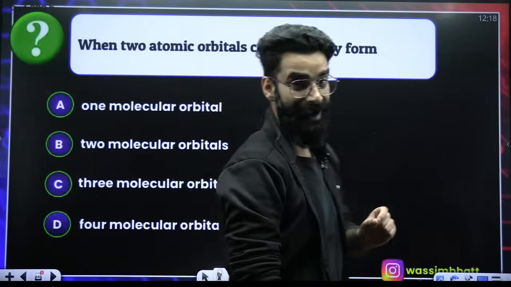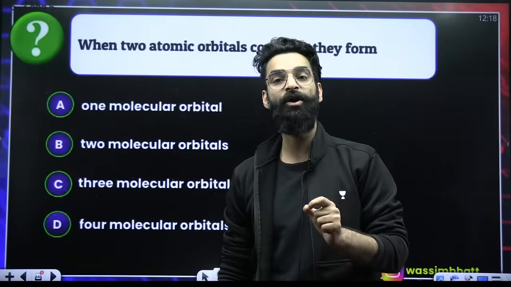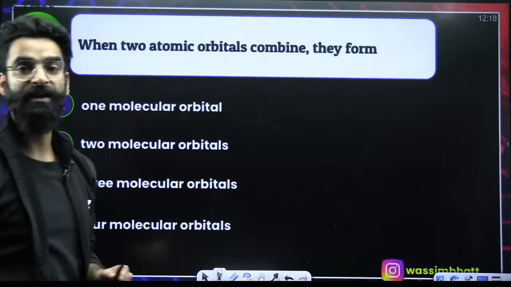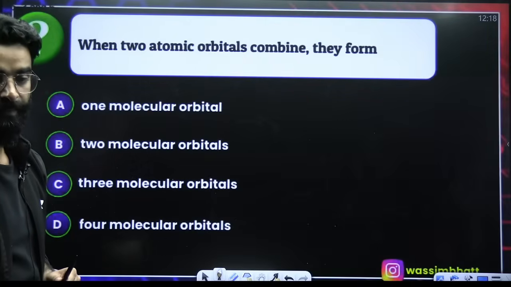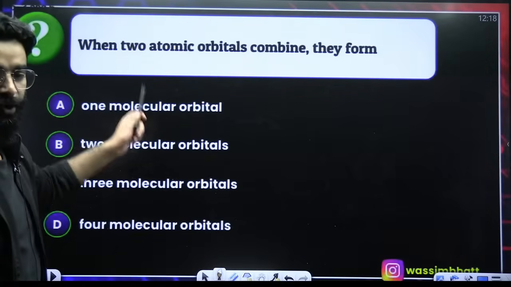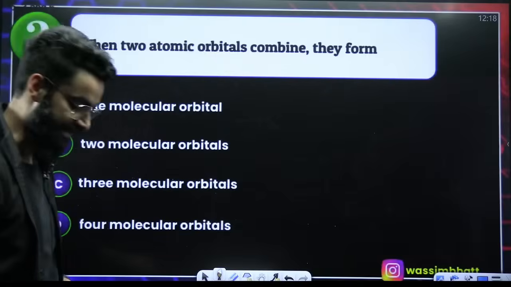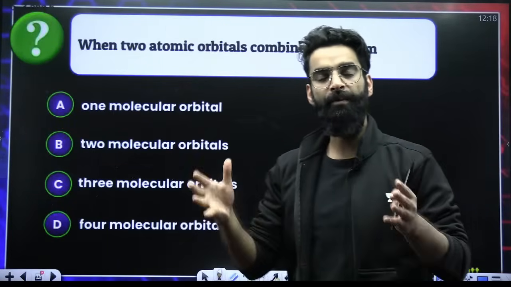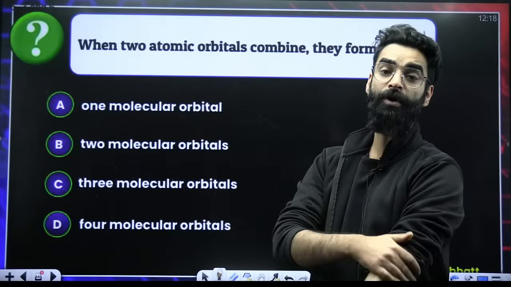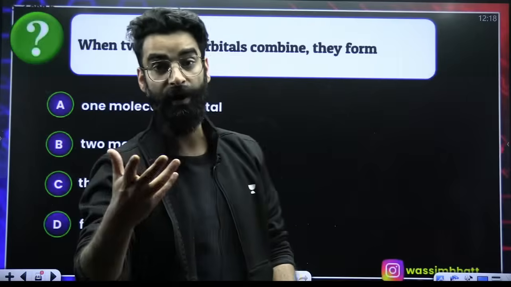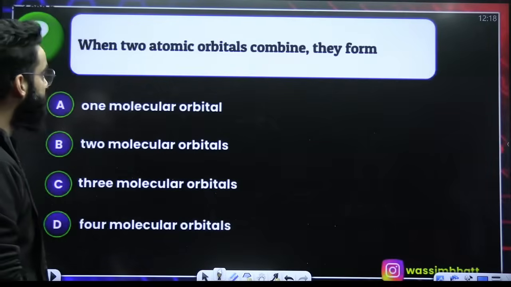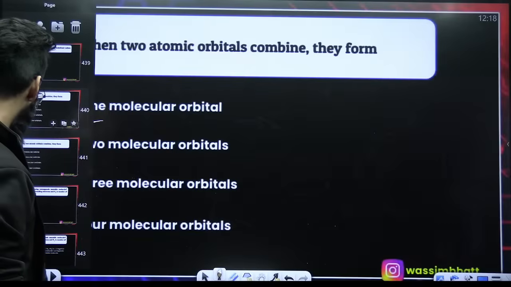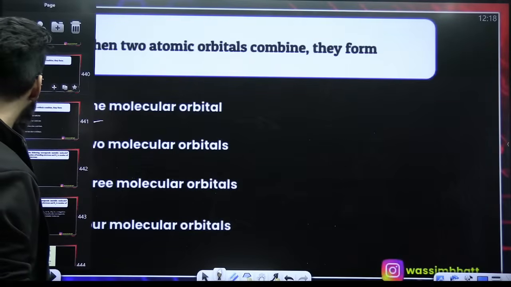Look at this one. As I told you in the last session, the number of atomic orbitals combined is always equal to the number of hybrid orbitals formed, right? But over here, the answer is not in terms of hybrid orbitals. It's in terms of molecular orbitals. Again, I told you in the last session, the number of atomic orbitals combining is equal to the number of molecular orbitals formed, out of which few are bonding and few are anti-bonding, right? So 2 molecular orbitals are formed here. Perfect.